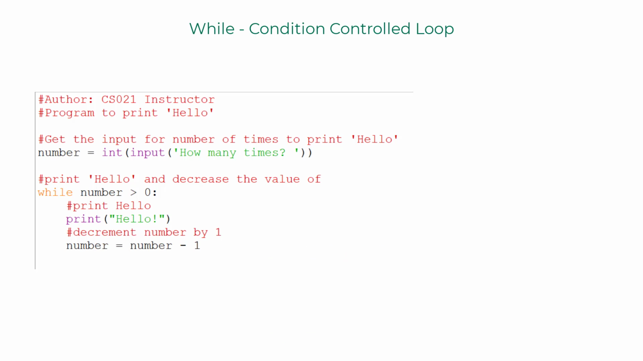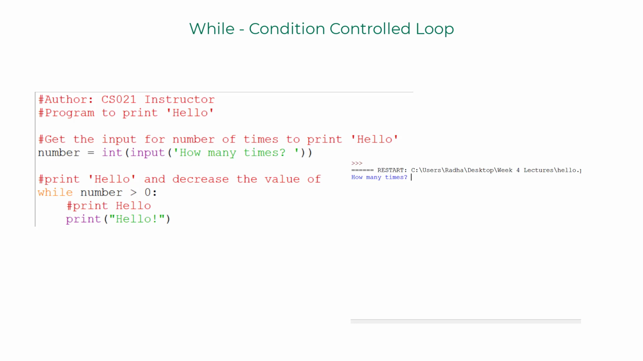Now, I'll make a slight modification to this program. Inside the while loop, I will deliberately remove the line of code that decrements the number variable. Would you like to guess what would happen? Let's find out by running this program. I've entered 5 as input, so the number is now 5.